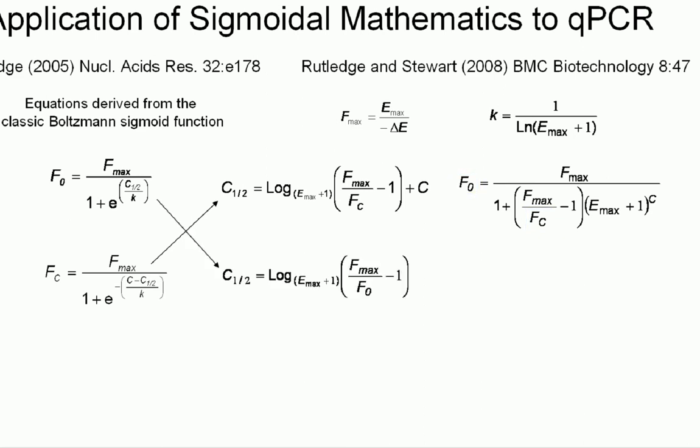Similarly, substituting for K in the first equation allows C1/2 to be defined in terms of Emax and F0. This in turn allows substitution of C1/2 in the second equation, which produces an equation that allows reaction fluorescence to be predicted for any cycle number. Let's then have a look at how these derivatives can be used.